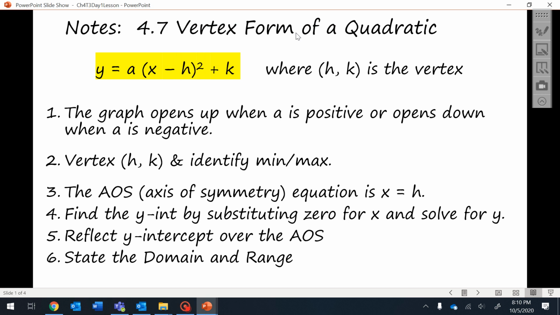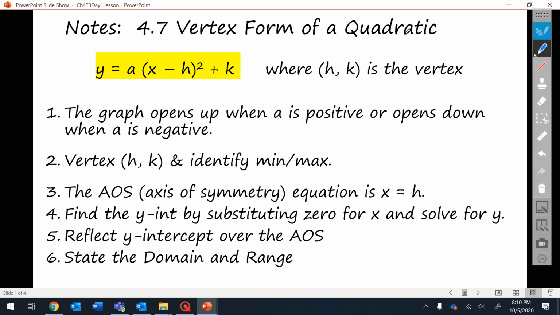Alright, so it turns out that there is more than one way to write a quadratic. Standard form was one of the ways we learned how to write a quadratic, and standard form looked like this: y is equal to ax squared plus bx plus c, and we would do a lot of things to figure out what the vertex was and the y-intercept and all of that.